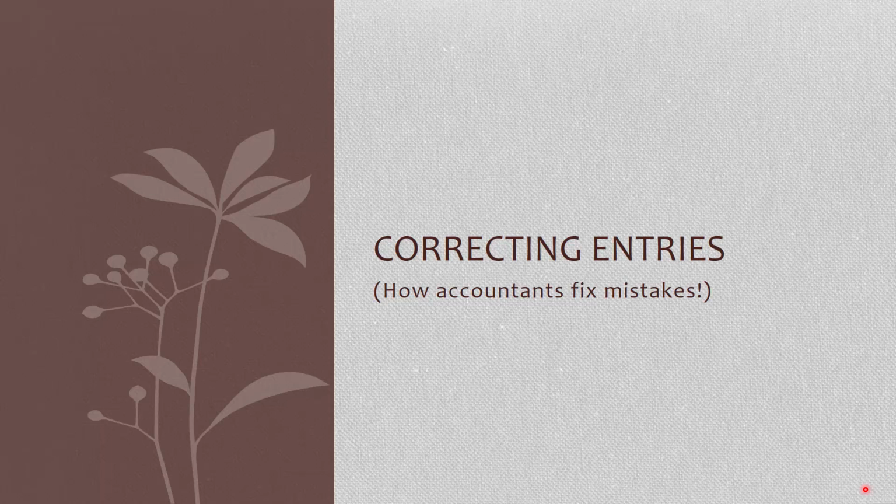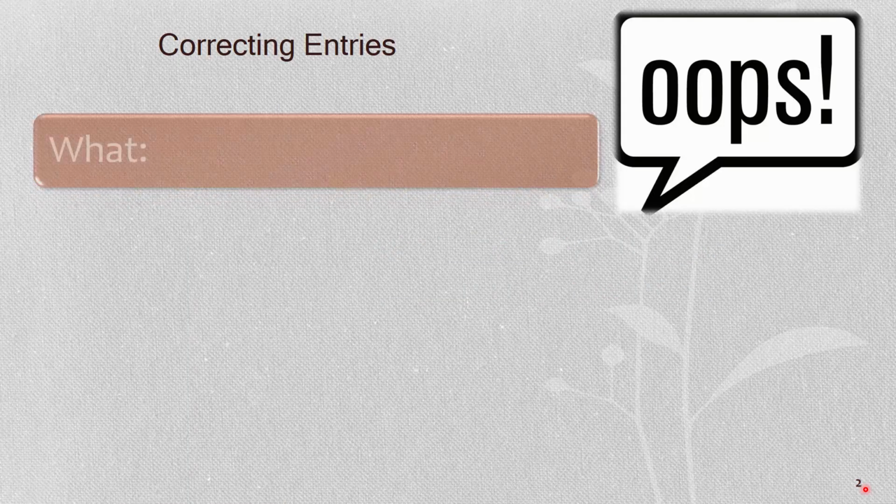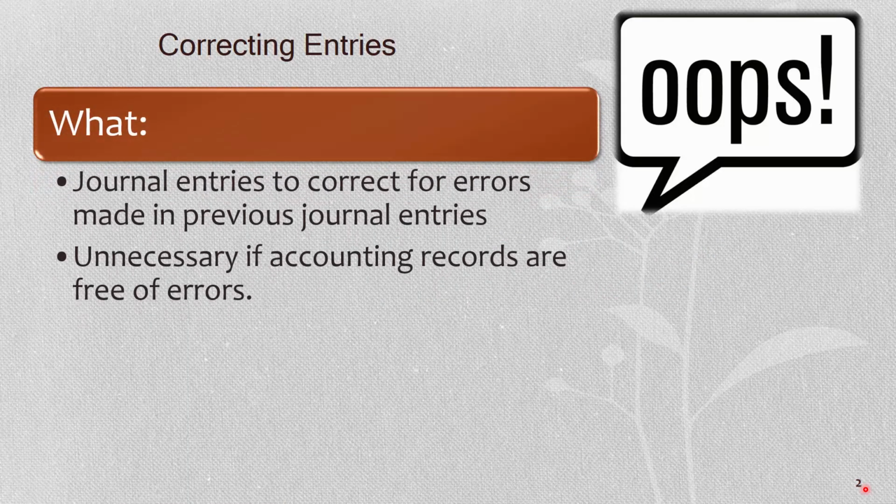Hi, in this video I'm going to discuss correcting entries, which is how accountants fix their mistakes. So correcting entries are journal entries that we do to fix mistakes that were made in previous journal entries.